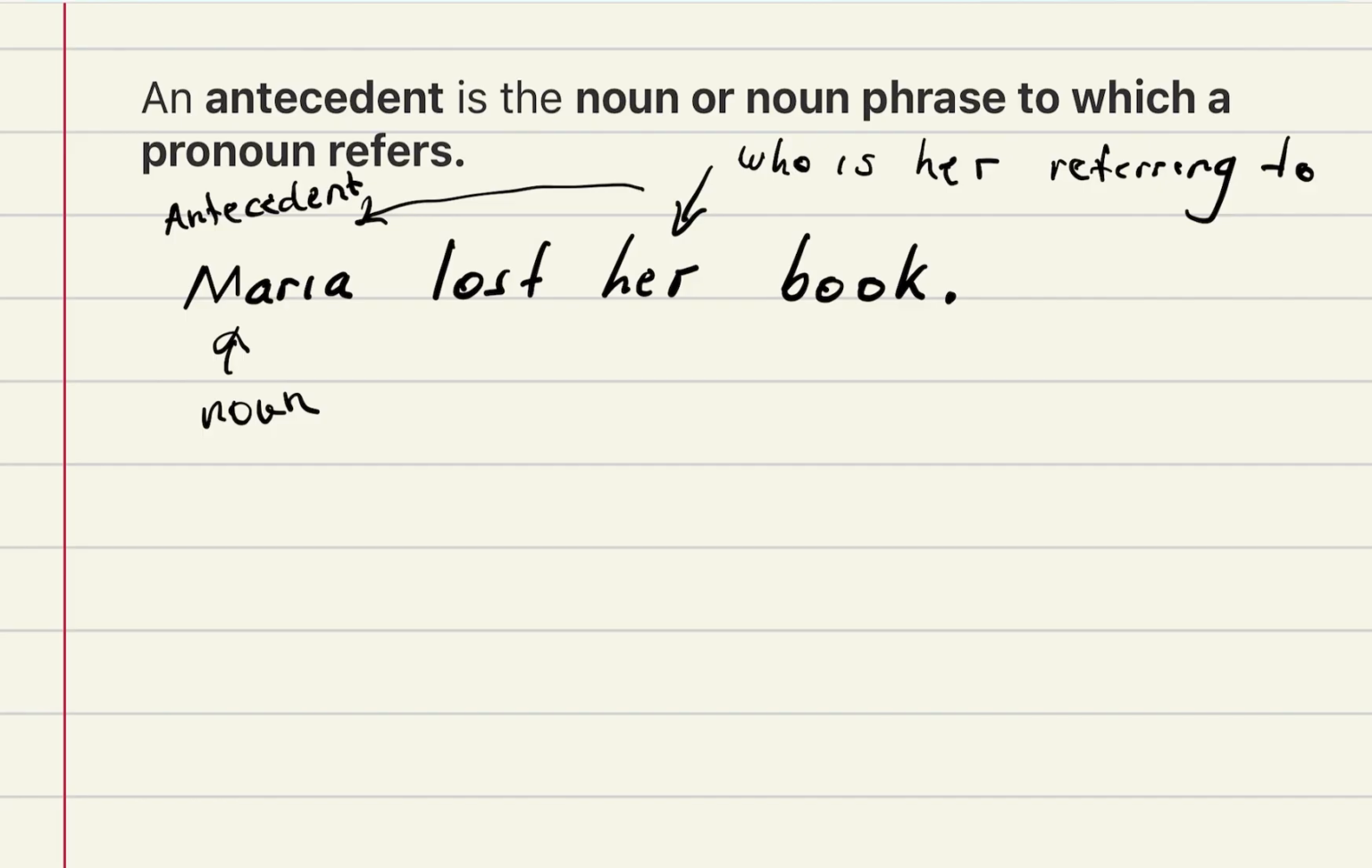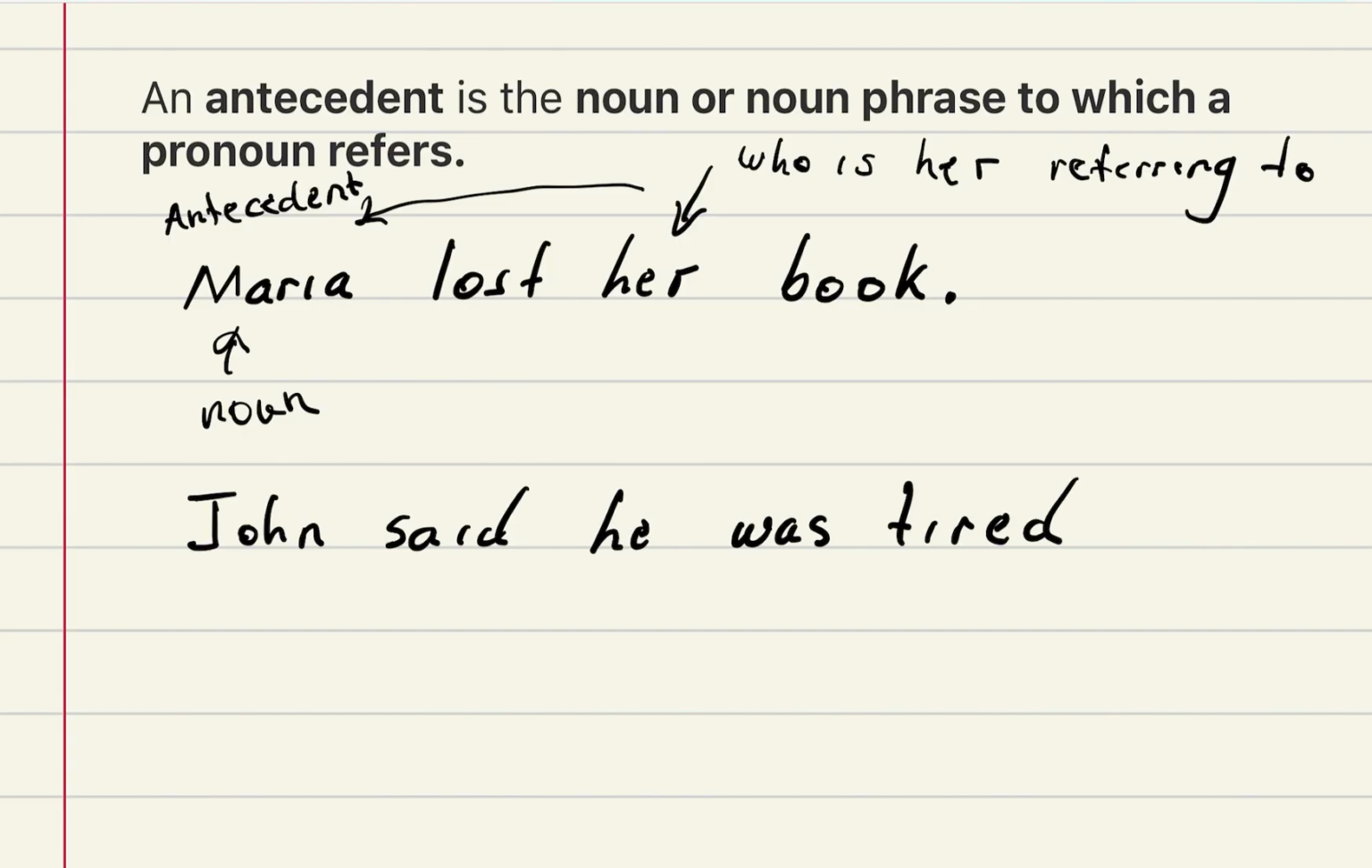So let's say John said he was tired. All right, so first step, find the pronoun, which would be "he," and then ask yourself, who is "he" referring to? Who is "he"? John. So John is the antecedent.